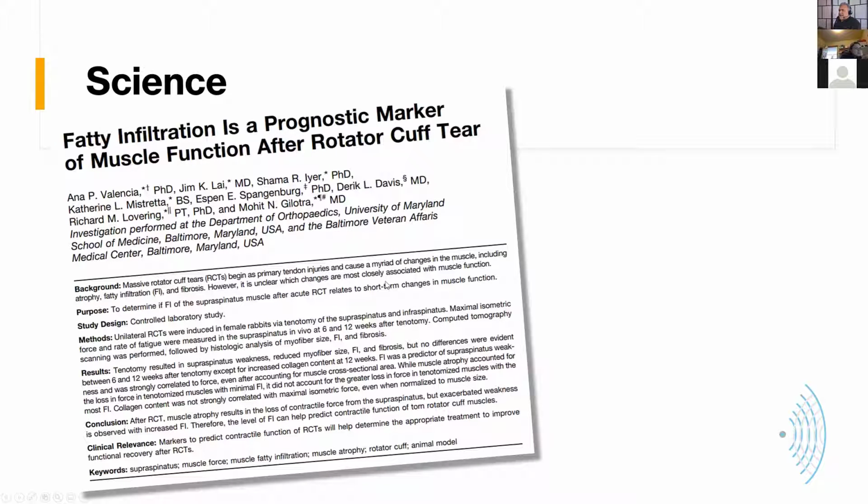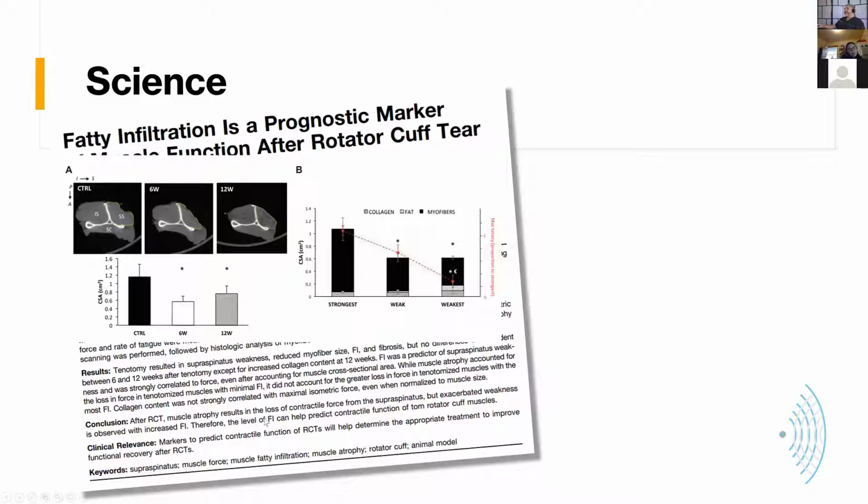Getting to some specifics as to why fatty infiltration is relevant, it's a good prognostic indicator in rotator cuff tears. In fact, they attempted to compare just general atrophy, fatty infiltration, and fibrosis to see which one had the most direct applicability to functional outcomes. And they found that it was fatty infiltration that had the most directly correlated findings.